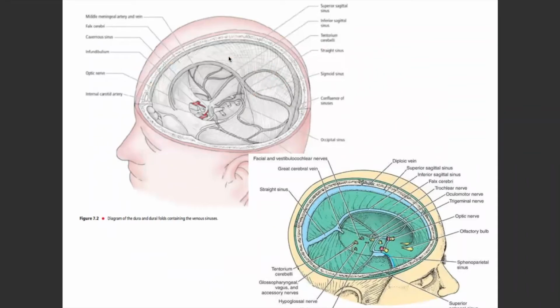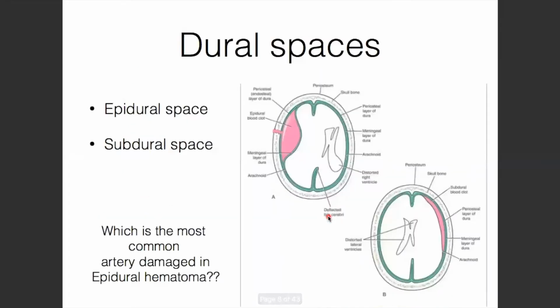The folds, it's basically the folds. This is the tentorium, and this is what the falx cerebri would look like. Okay? Or the falx cerebri here. Any questions?